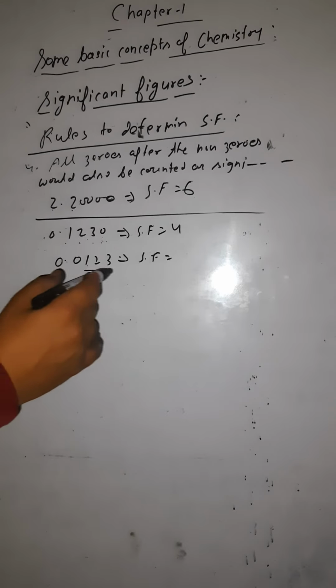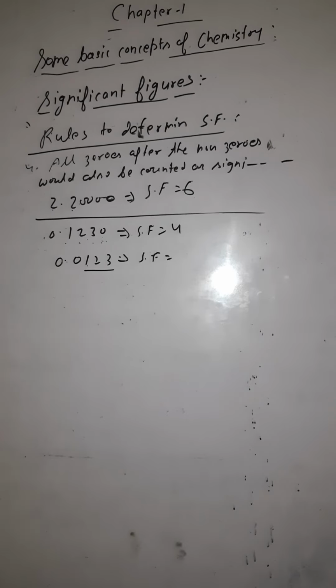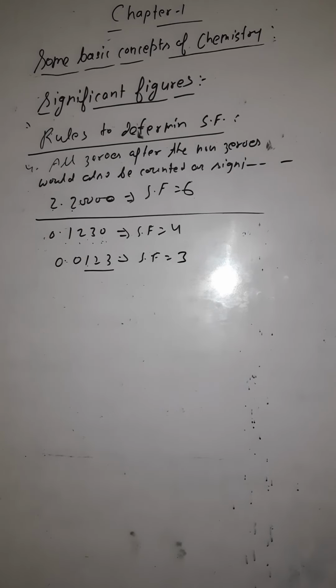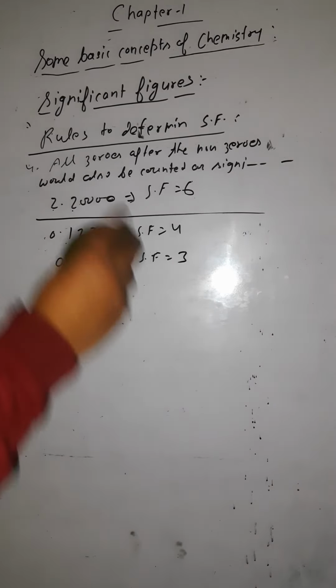So how many significant figures are there? Only 3 significant figures are here. Okay, so the answer would be 3 here. Are you getting this all? Yes. So this was your rule number 4. Now let's move towards rule number 5.